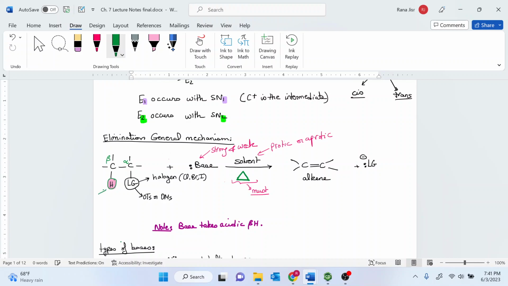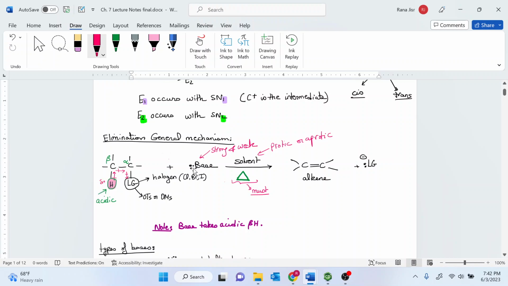These beta hydrogens are considered somewhat acidic hydrogens because of the inductive effect. The leaving group is electronegative, so the leaving group is going to take electrons away from this hydrogen and make it partial positive. So this is the direction of polarization in here, and it's pulling electrons through the sigma bond, making the hydrogen partial positive.